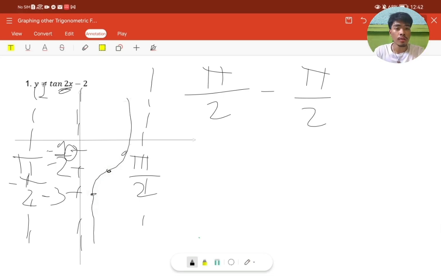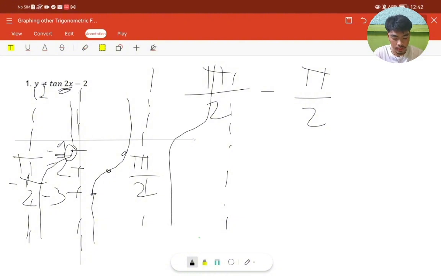The other should be the same, crossing the center point at negative 2. So that's how we solve number 1. Now, moving on to number 2.